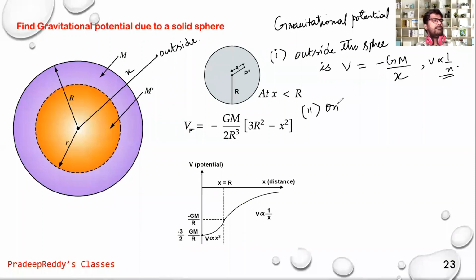On the surface, if you are calculating gravitational potential on the surface, then you can just write gravitational potential V is equal to minus capital G, capital M divided by R, where R is equal to radius of the sphere.